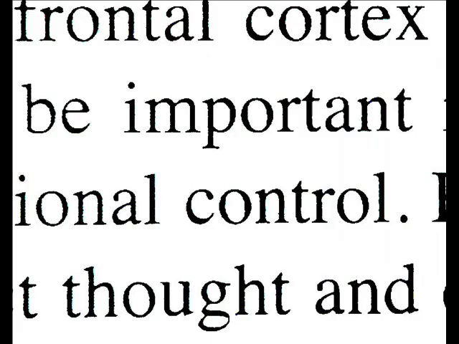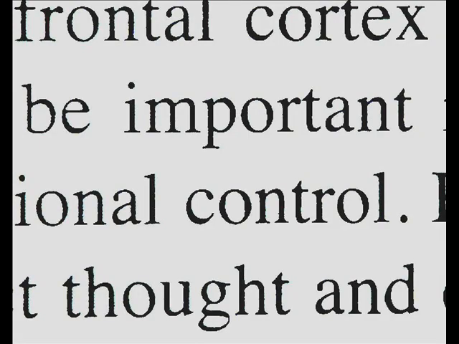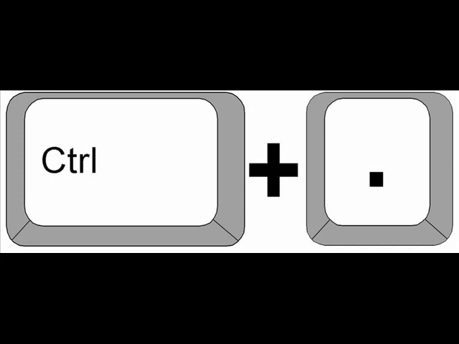Changing the contrast. To increase the contrast of an object, press the control key and the comma key together. To decrease the contrast of an object, press the control key and the period key together. Note: changes will only take effect if Zoom-Frog is on.